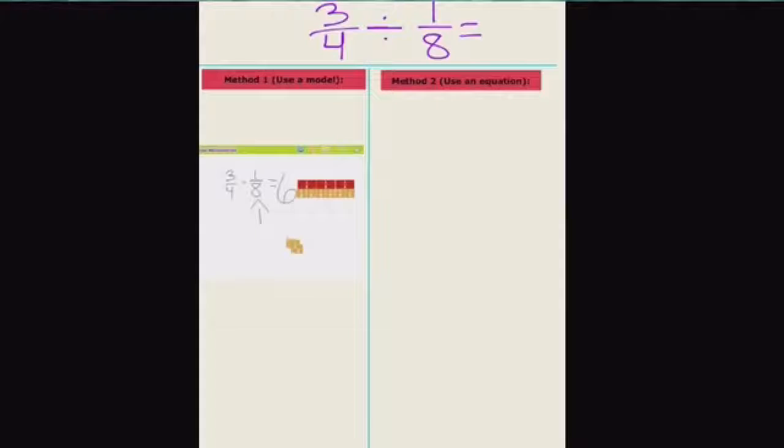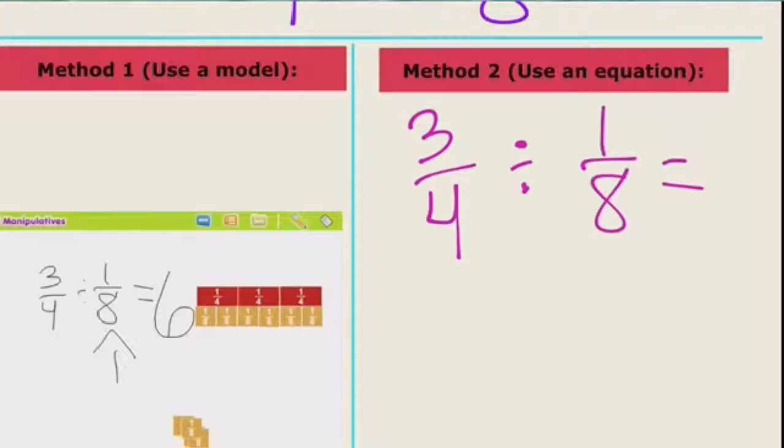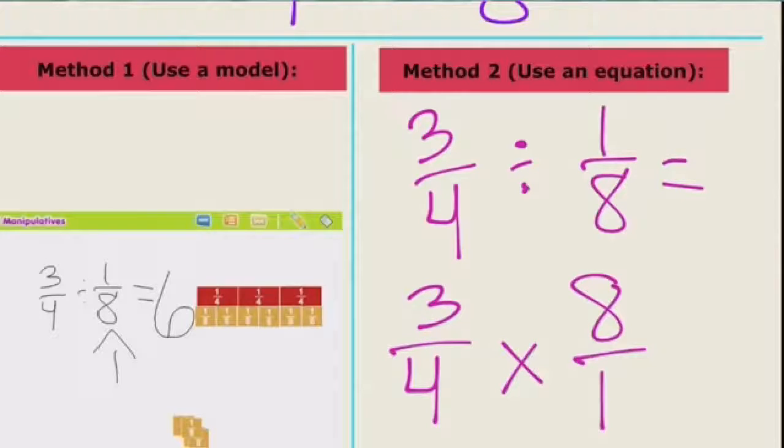Alright, and then let's try that also using an equation. So again, I'm just going to start by writing down 3/4 divided by 1/8. Okay, I'm going to rewrite that as a multiplication problem. So we've got 3/4 times 8/1. Look for things you can cancel. I see I've got a 4 and an 8 here. I'm going to go ahead and divide them both by 4.